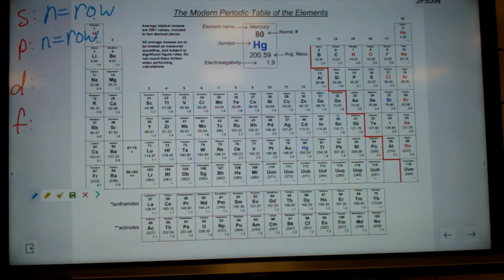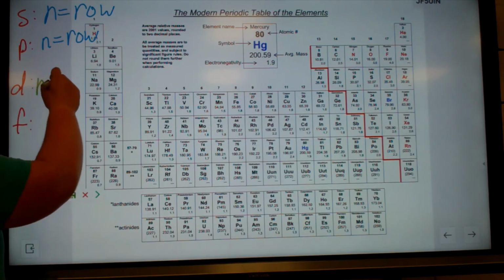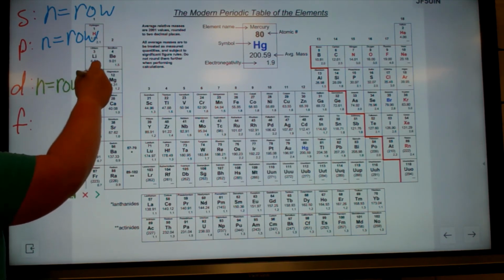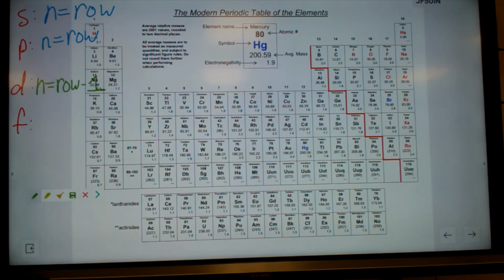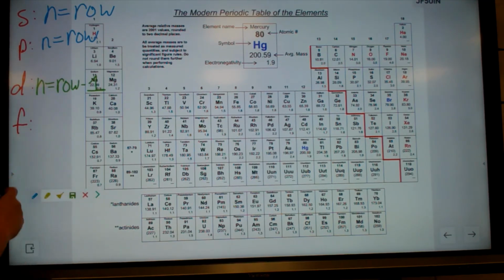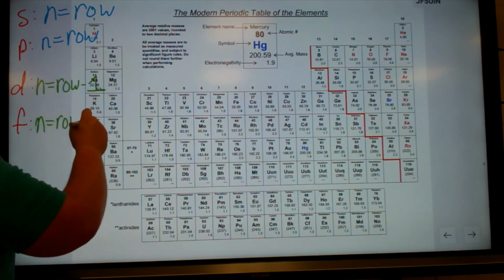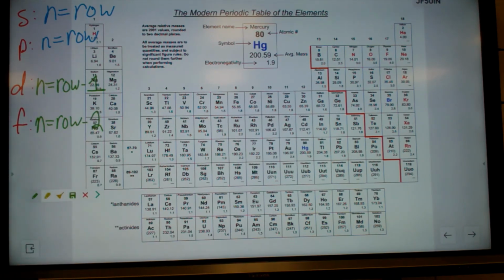So n is equal to the row, but look at d, okay? d is where we get the change. n equals row minus 1. That's for d block. Only for d block. Then when you get to f, f is n equals row minus 2. That's how I'm getting that number for those. Alright? This is why I like this method so much more. And it's also very, very useful in the next lesson you'll be looking at.